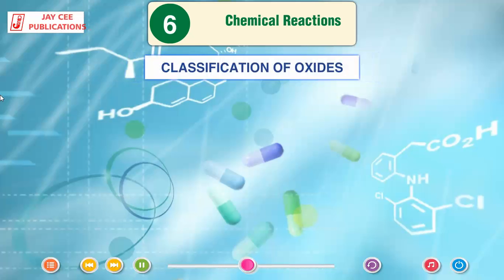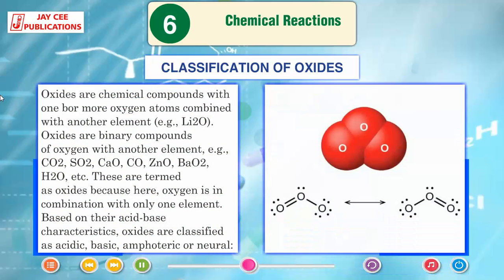Classification of oxides. Oxides are chemical compounds with one or more oxygen atoms combined with another element. Example Li2O. Oxides are binary compounds of oxygen with another element. Examples: CO2, SO2, CaO, CO, ZnO, BaO2 and H2O, etc. These are termed oxides because here oxygen is in combination with only one element. Based on their acid-base characteristics, oxides are classified as acidic, basic, amphoteric or neutral.